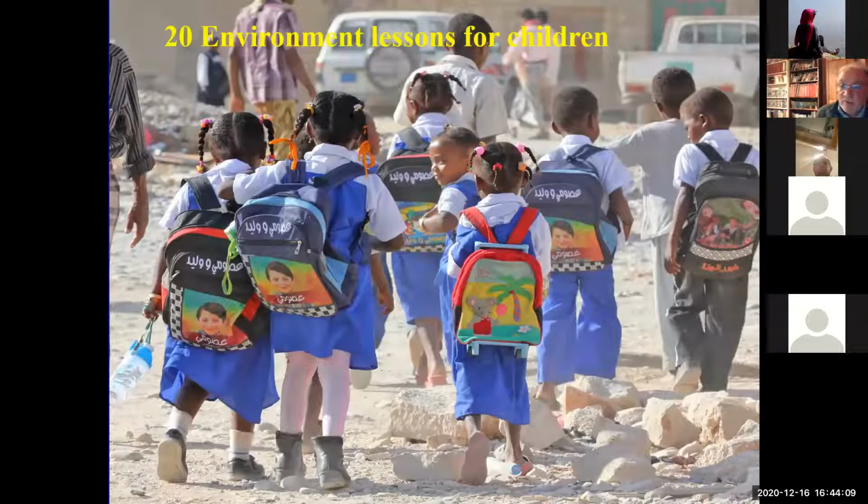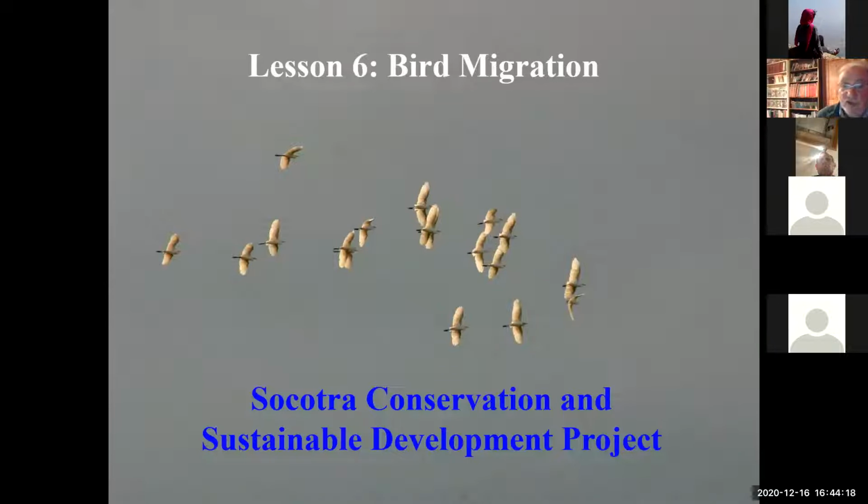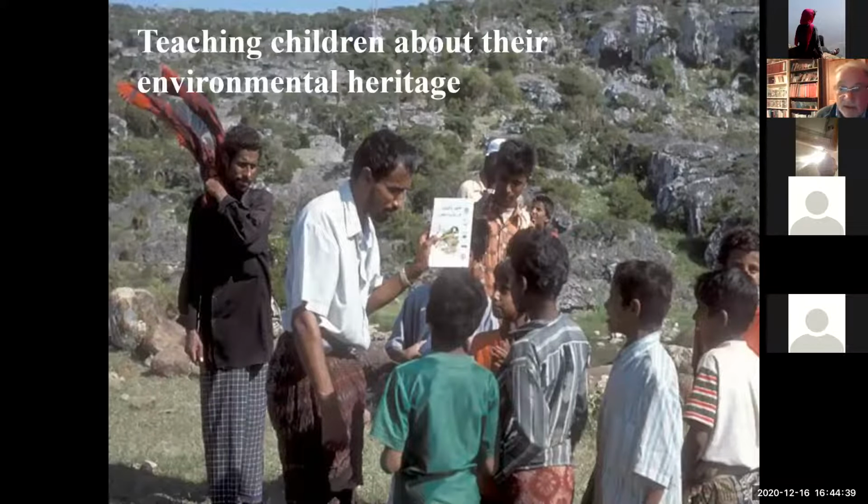20 environment lessons for children were devised, and I was involved in some of them, and this is one. Lesson 6 was on bird migration, and this was produced under the Socotra Conservation and Sustainable Development Project. And what interested me was that they wanted more and more of these programs on bird migration. It was the one thing that really did fascinate the young people of Socotra. And this is my friend Amit Said using the book that I mentioned earlier on the birds and plants of Socotra to try and help and encourage young children.